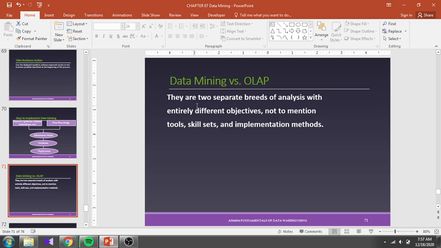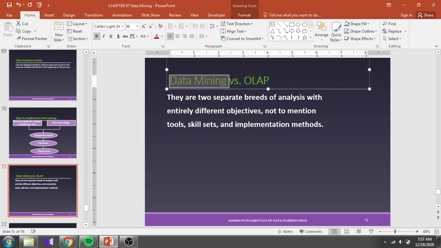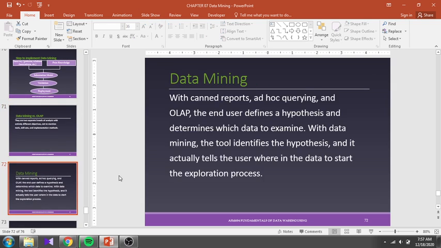Data mining versus OLAP, there are two separate breeds of analysis with entirely different objectives, not to mention tools, skill sets, and implementation methods. As I said to you, data mining wants to discover new information, new knowledge, compared to OLAP. This is existing information or data that we can extract from the database. Okay, this one with the reports, the ones with pictures if I'm not mistaken.